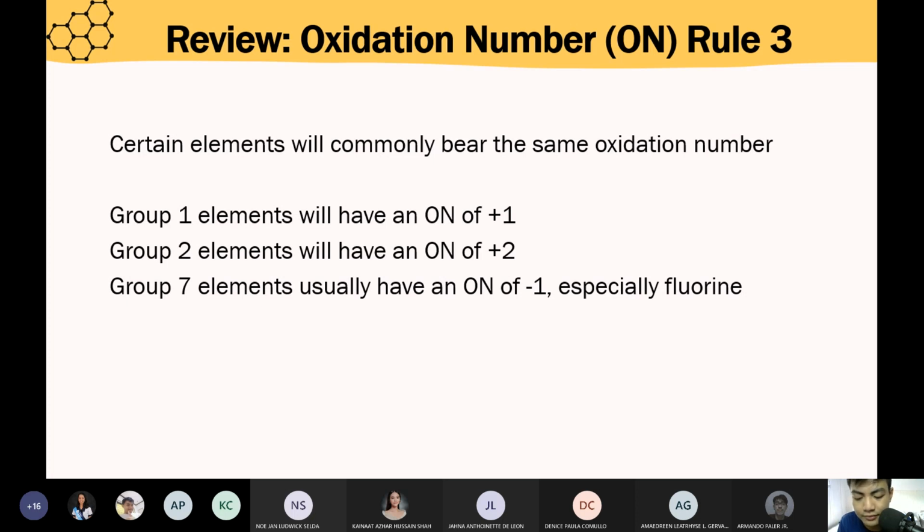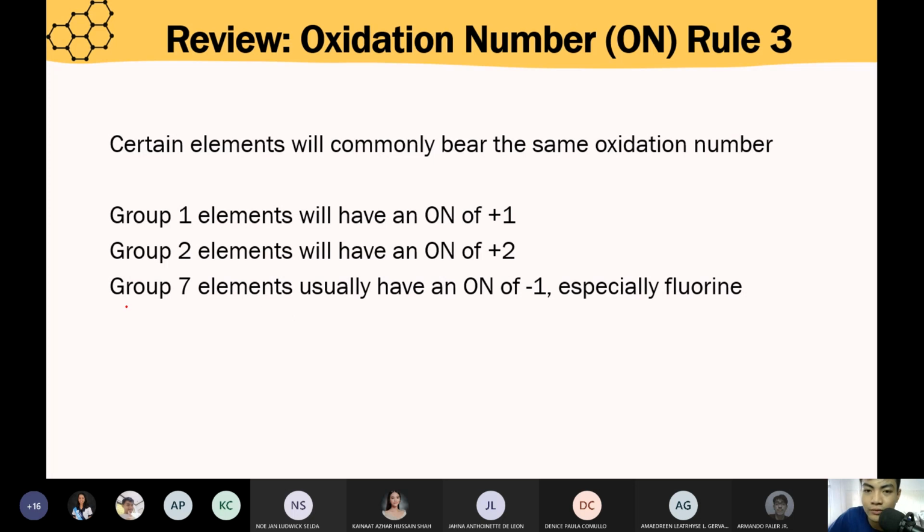Bakit? Kasi si fluorine, siya yung masunurin sa lahat ng element when it comes to periodic trends, when it comes to electron affinity, electronegativity, so on and so forth. So si fluorine, masunurin yan sa ganyan. Okay? But other elements in group 7 don't follow that masyado.